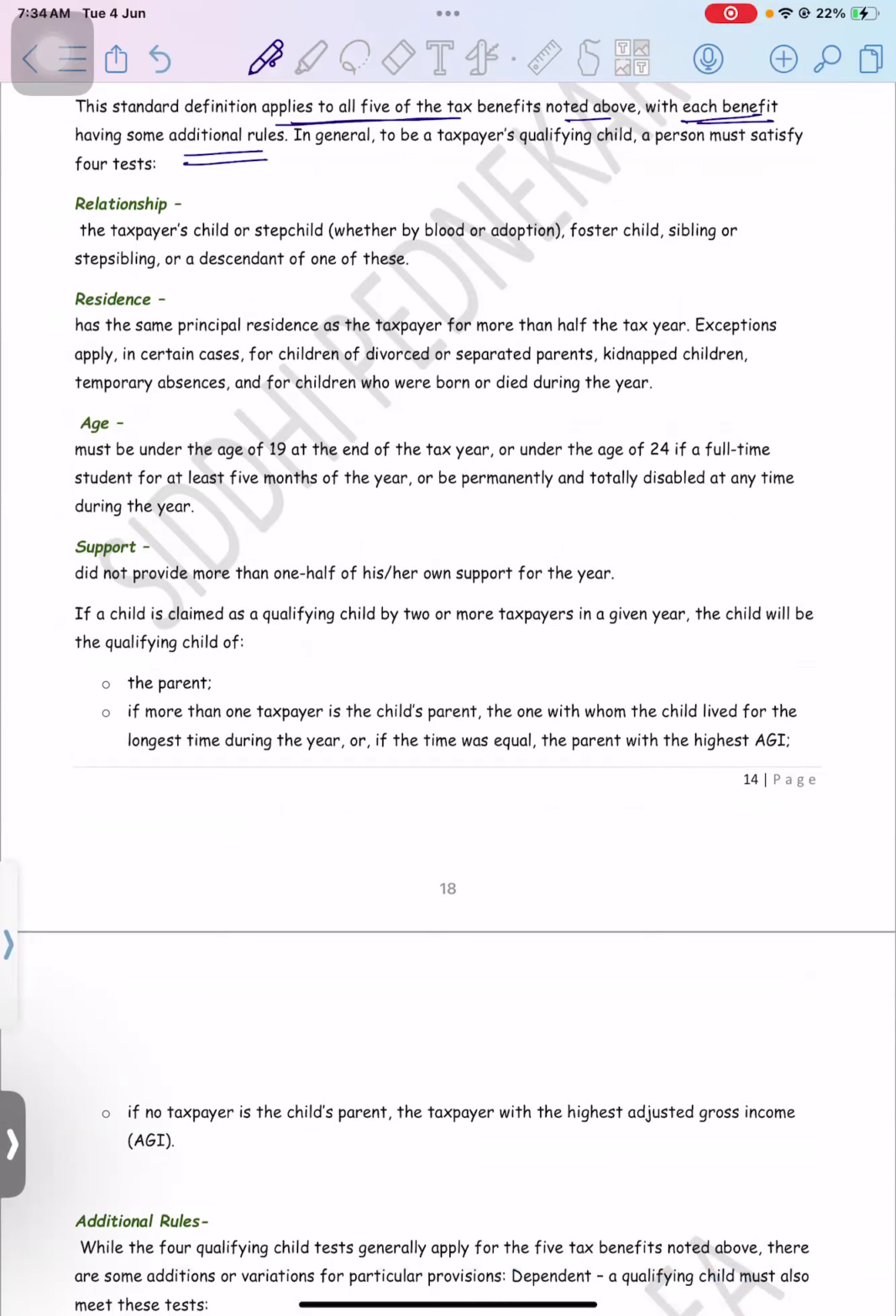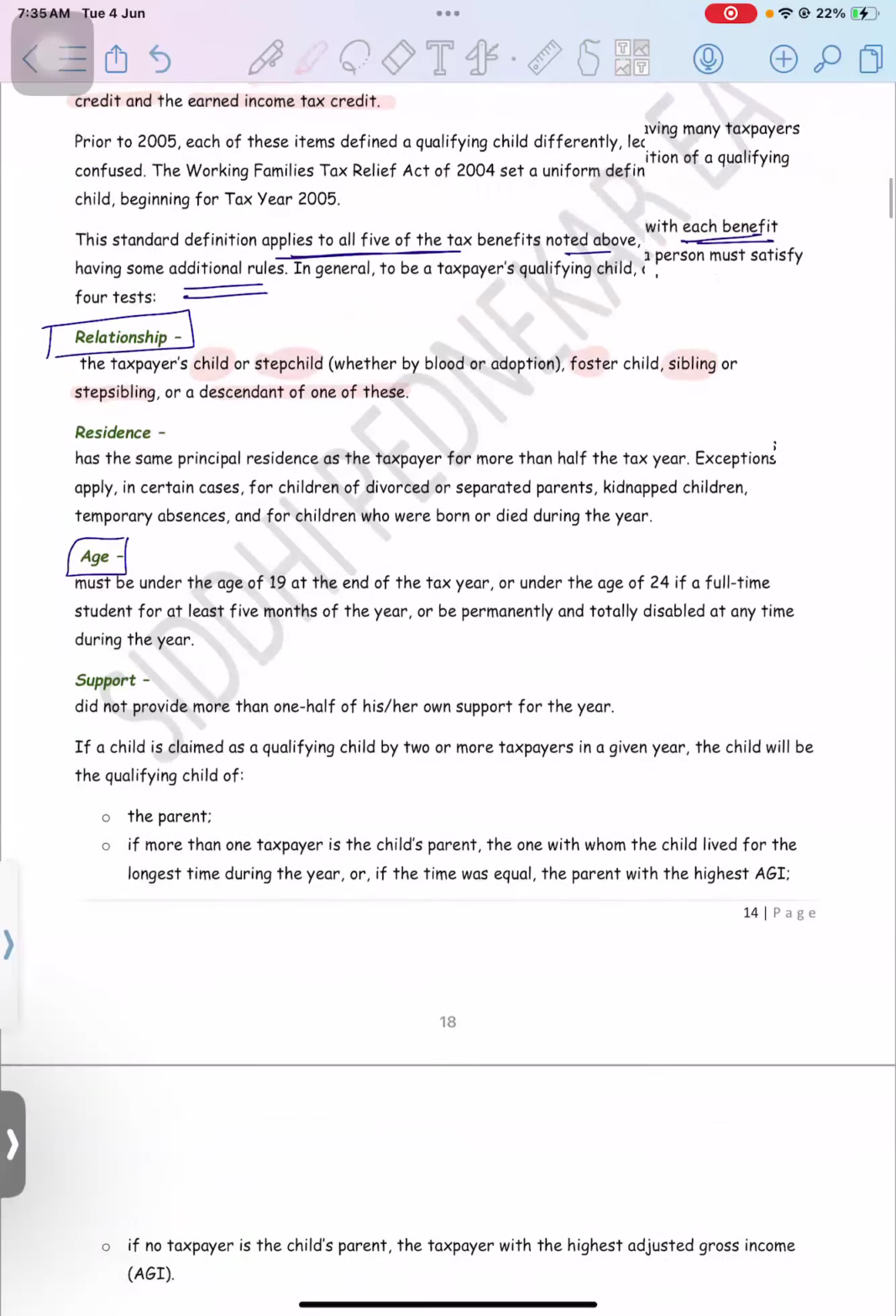So let's understand the first common criterion, which is relationship. The person whom you're claiming as a dependent child, as the word suggests, there will be an age limit and a relationship limit. The child should be related: child, stepchild, foster child, sibling can also work over here, step sibling, or a descendant of any of them. What do you mean by sibling? Can anyone define what is sibling? Any rough meaning of sibling? Brother, sister, cousin. Yes, sibling is cousin, brother, sister.